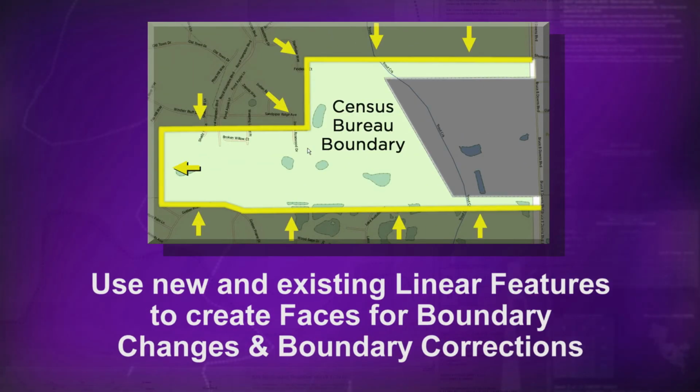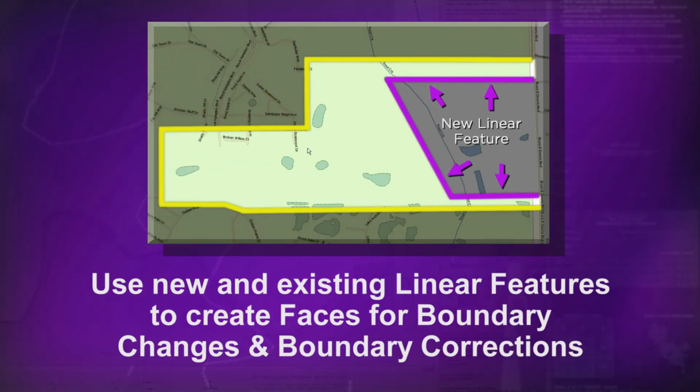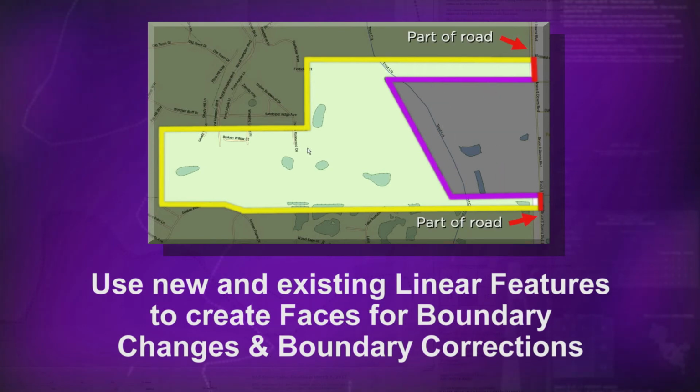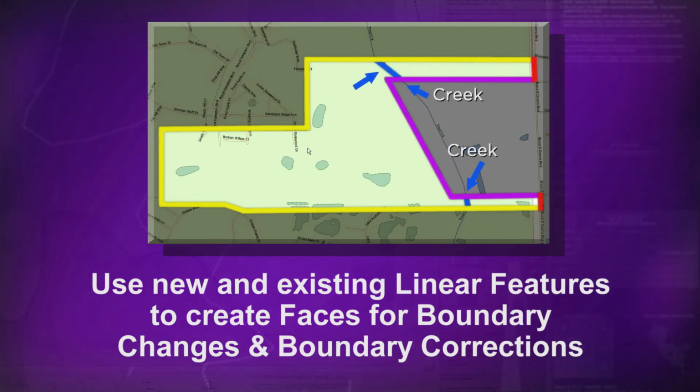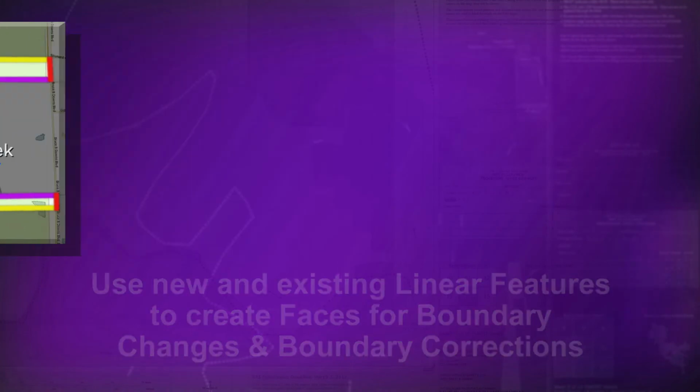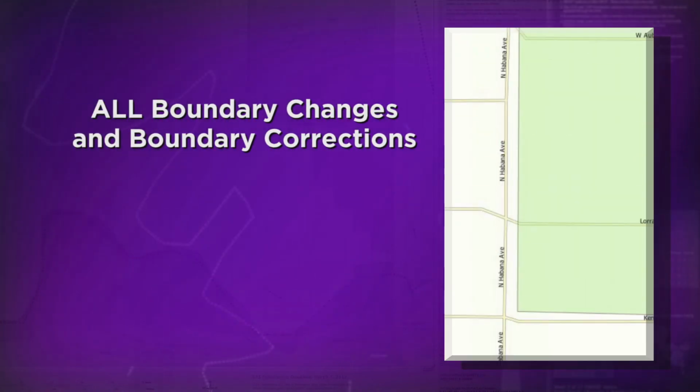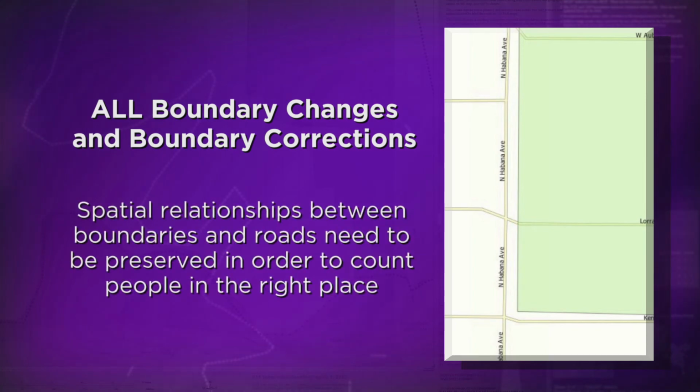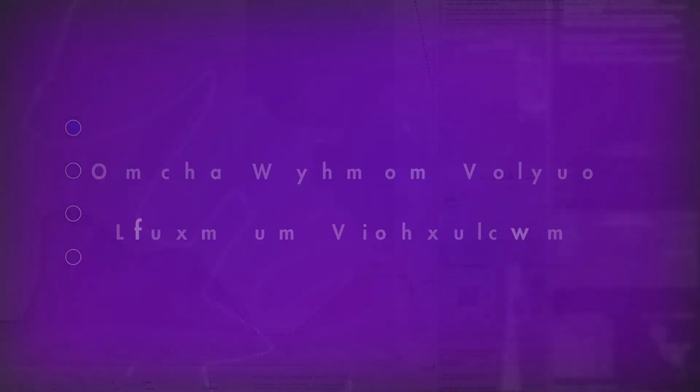So far in this training video, we have demonstrated how to use existing linear features, such as boundaries, roads, and creeks, in conjunction with the creation of new linear features to create new faces for making boundary changes and boundary corrections. One final concept to keep in mind regarding all boundary changes and boundary corrections in GUPS is that spatial relationships between boundaries and roads need to be preserved in order to accurately count people in the right place.